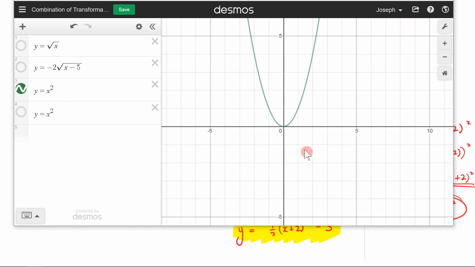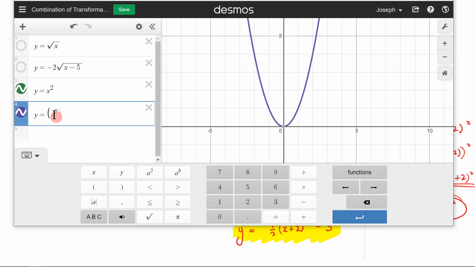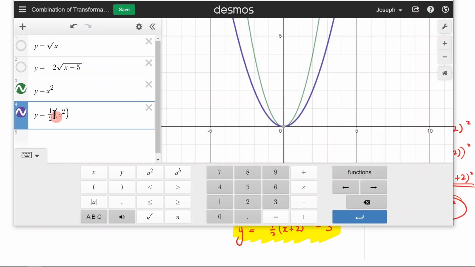Now the first transformation we had to apply was a dilation of a factor of a half from the x-axis. So what that means is, and let me just draw it again and do it here, let me put brackets around the whole thing, and then in front of it I'm going to put a half. So as you can see here, I have a dilation of a factor of a half from the x-axis. So that means it's getting closer to the x-axis.